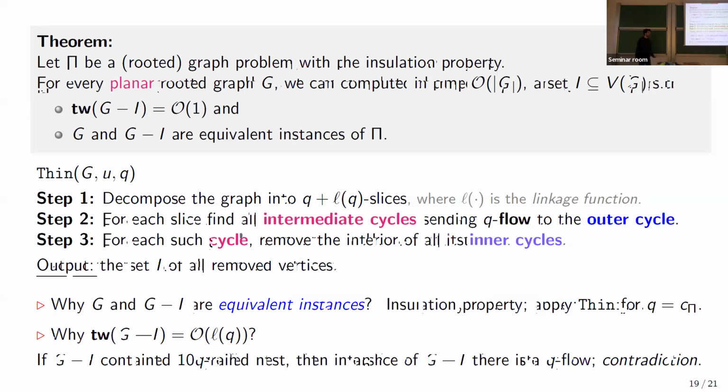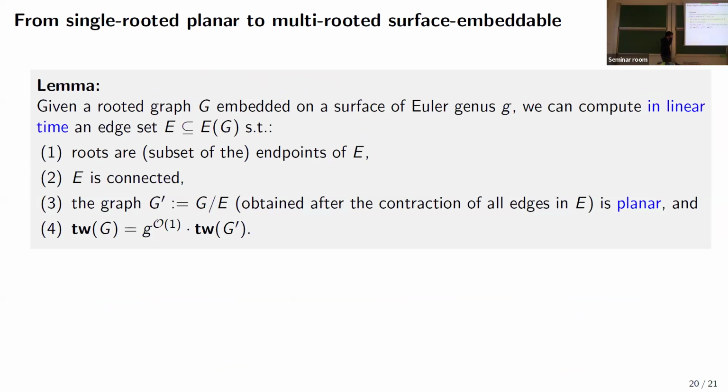But I promised in the beginning that I would speak about rooted graphs, multiply rooted graphs, and also graphs embedded in big surfaces. So to lift to this case, I need the following lemma. I just need a reduction to the planar case. The reduction is guided by this lemma that says that if I give you a rooted graph G that's embedded in some surface of Euler genus C, then in linear time, I can find a set of edges that I can contract to obtain a planar graph.